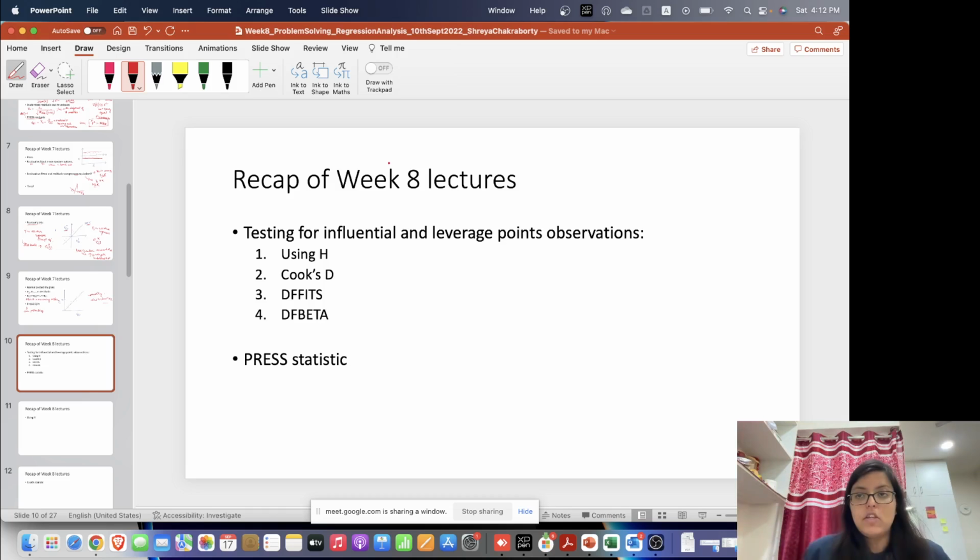Now, whatever I have mentioned so far was discussed in week 7. In this week, we have lectures which say how we will test if an observation is an influential or a leverage point. Previously, what we have learned was the intuition behind it. Here, in this week, analytical thresholds have been provided for each of the following methods.